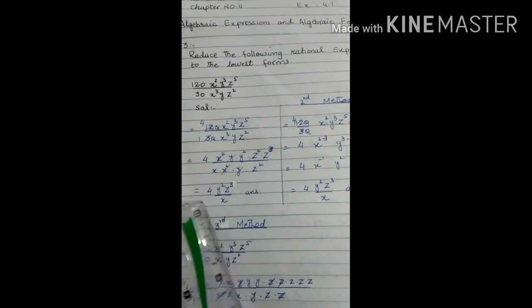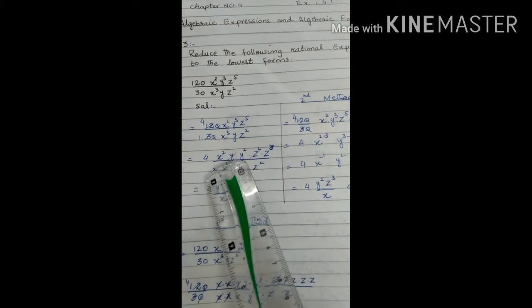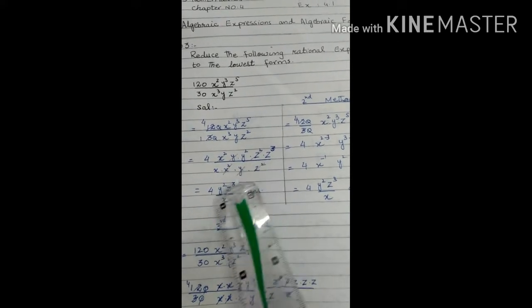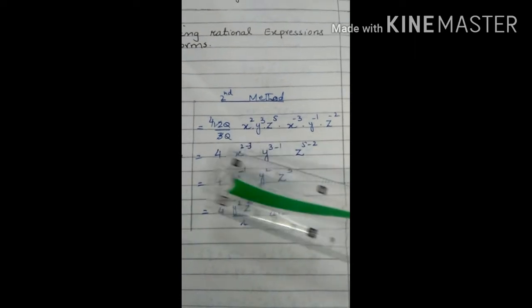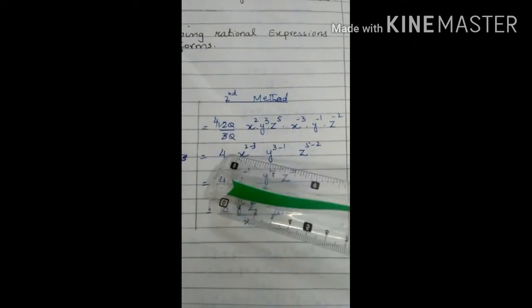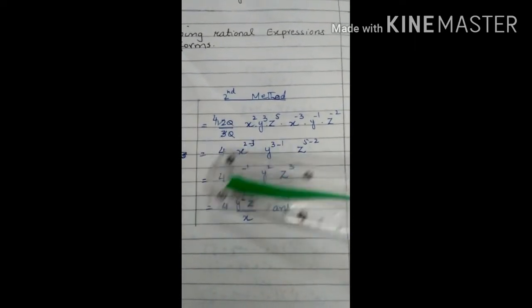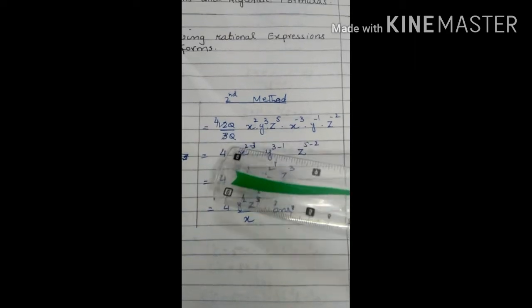In the last, we have 4 y square z cube over x. This is the lowest form of the question. Now we are going to do the same question by another method. In this method, 120 and 30, the same procedure to divide.